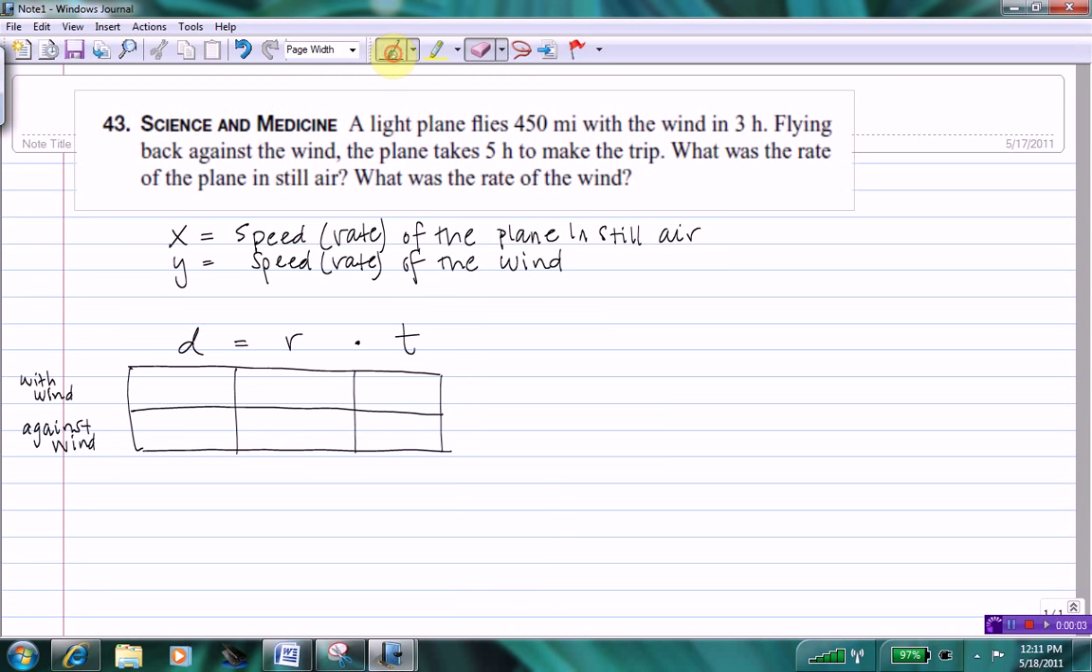A light plane flies 450 miles with the wind in 3 hours. Flying back against the wind, the plane takes 5 hours to make the trip. What was the rate of the plane in still air? What was the rate of the wind?